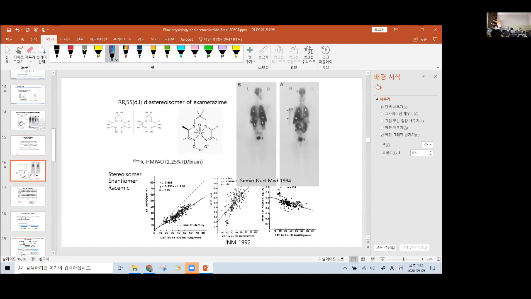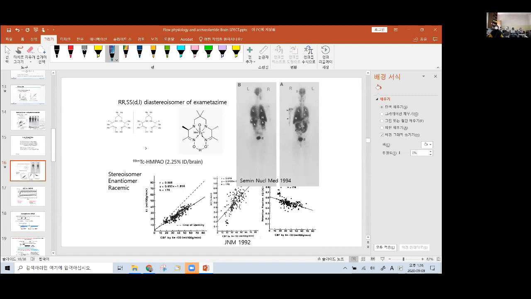And then what about HMPAO here? HMPAO has an interesting chemical name, DL HMPAO. DD and LL forms are there. So you should be reminded of the stereoisomer and enantiomer and racemic isomer. I forgot the exact definition of those. Anyway, in case of HMPAO, if you are interested in synthesizing HMPAO, it is commercially available.